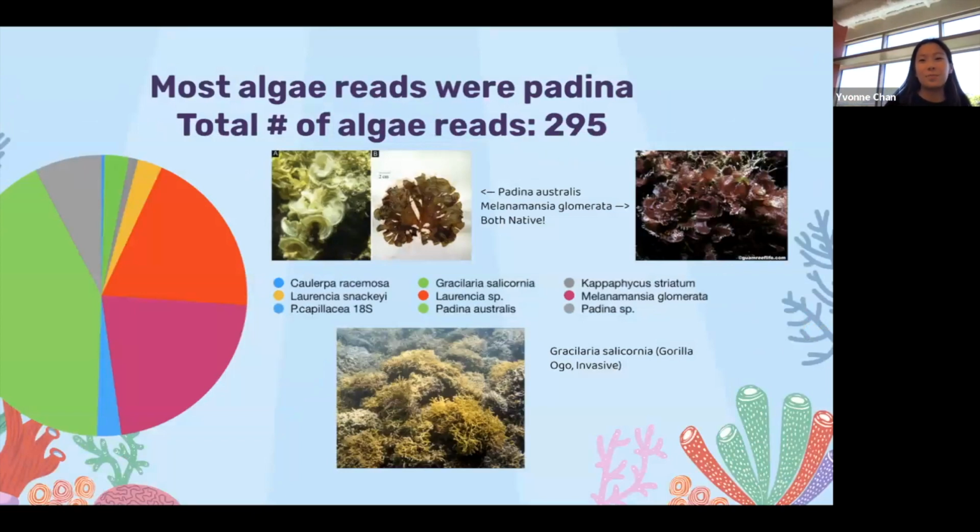Most algae reads were Padina, and our total number of algae reads was 295 out of those 2,000. So if you take away all of the fungi readings and you just put the algae readings in a pie chart, this is what it looks like. Some algae that are notable here are the Padina australis and Melanomancia glomerata, which are both native species that we like to see in the environment. So it's really good that we saw that. We also saw Gracilaria salicornia, or gorilla ogo, which is invasive, which is not as promising.